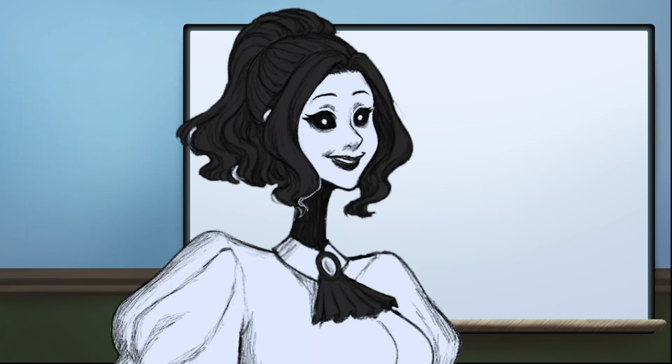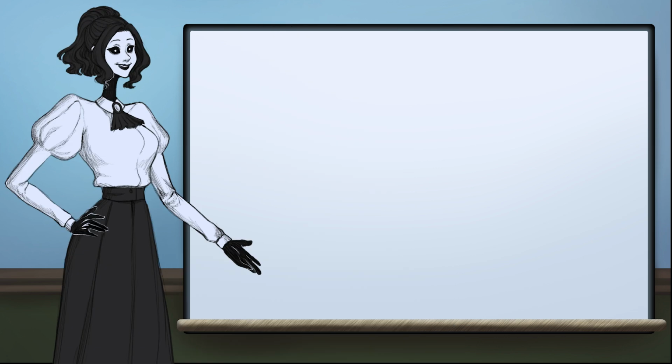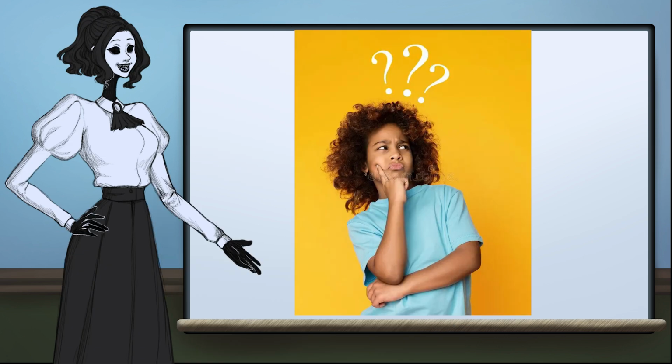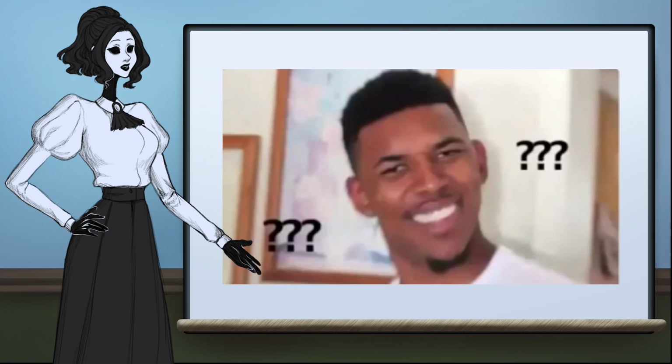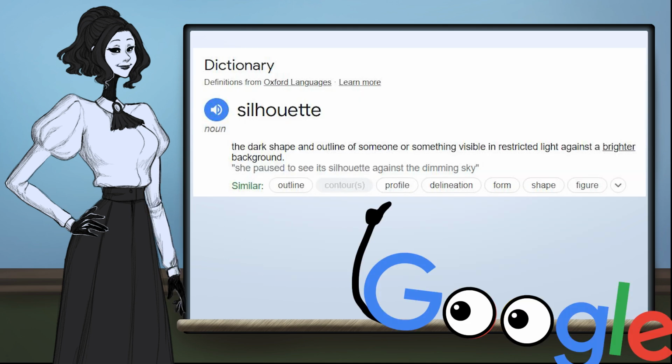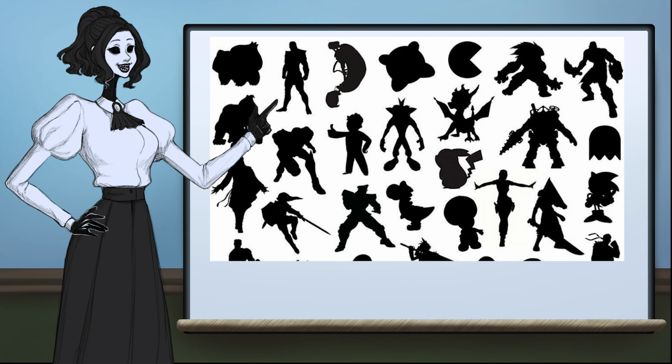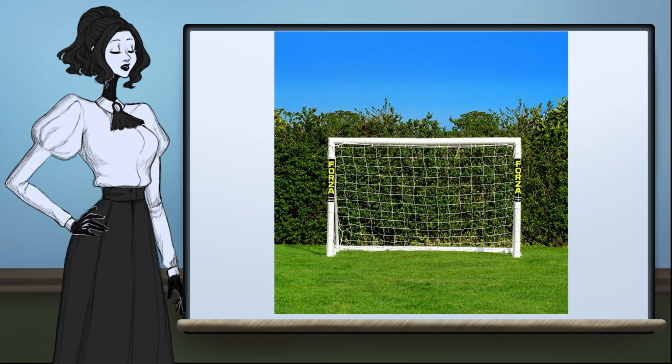This is the most critical point in character design, in my humble opinion. So what is shape design or shape language? It is the silhouette of a character, and I hear you asking, what is a silhouette? Allow me. It is the dark shape and outline of someone or something visible in restricted light against a brighter background. Thank you, Google. If I line up a bunch of silhouettes, I'm sure you can see how distinct every character's shape is. And that's exactly what we're going for. So our goal is to design a character with a distinct silhouette.